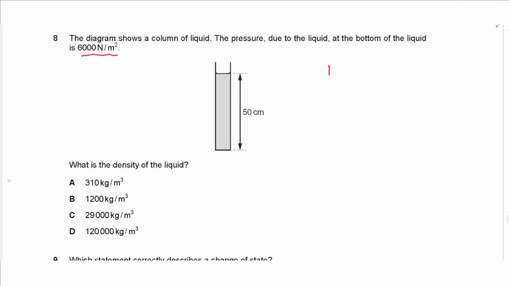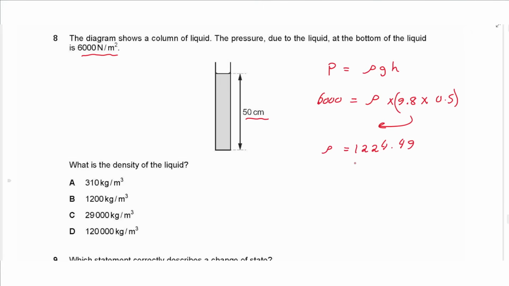We can use the equation pressure is equal to rho g h. So pressure, 6,000, is equal to the unknown density times g, 9.8, times the depth, which is 50 centimeters, but we need to convert it into meters, so it will be 0.5. And then we divide by this bracket to get the density. That gives an answer of 1224.49, which we can approximate to 1200, so the answer is B.